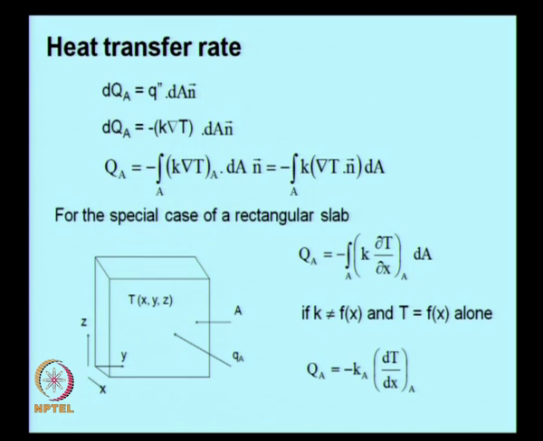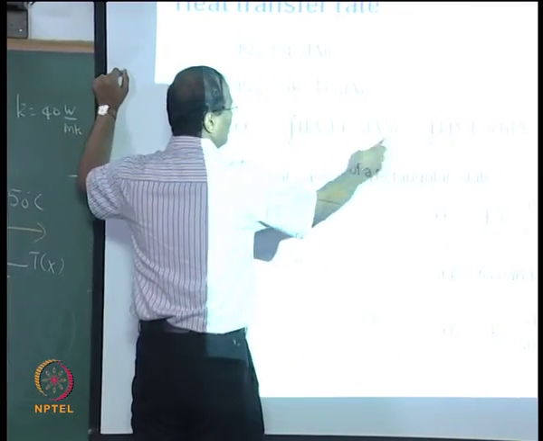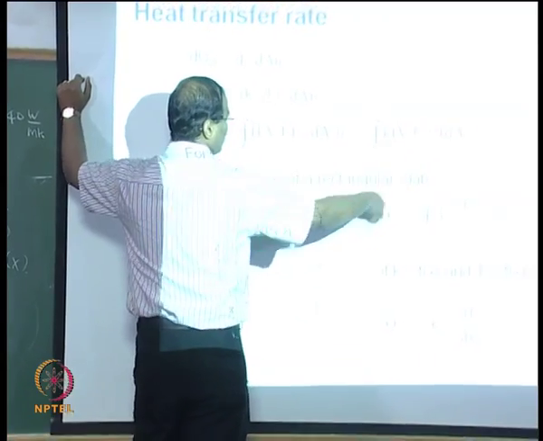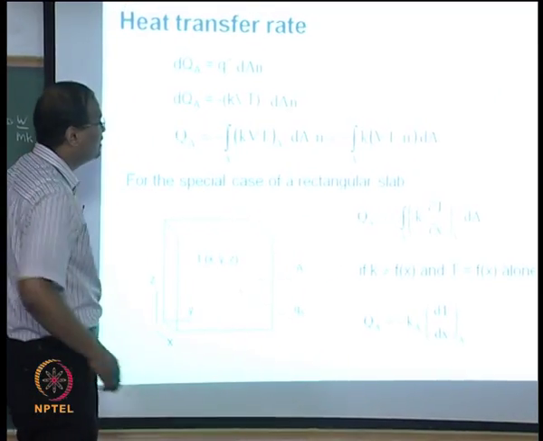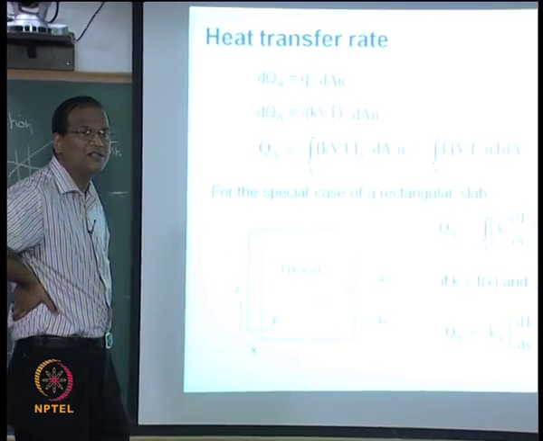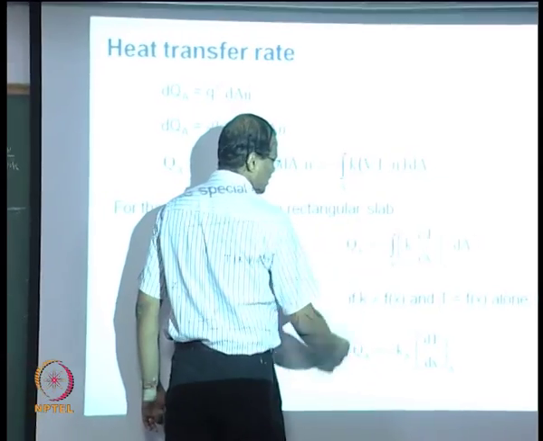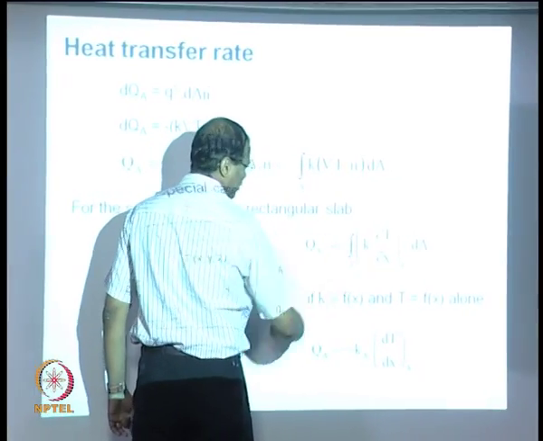So you can say that dq is basically, this is watts per meter square. The elemental heat transfer rate is equal to the flux into the elemental area. So q can be replaced by k del T using Fourier's law, and therefore q must be the integral of dq over A. Then you can do this: k into del T into n, where n is a unit vector. Then for the special case of a rectangular slab, if the temperature distribution is one dimensional, that is T is a function only of x, this will become k dT by dx, and if k is not a function of x, k can be taken outside.